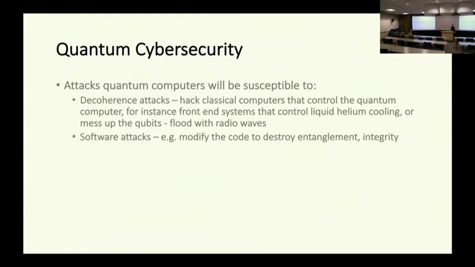Quantum cybersecurity. I work at a cybersecurity organization, so I had to talk about that. Well, quantum computers will be susceptible, obviously, most importantly, to decoherence attacks. You flood the thing with radio waves, or you heat it up, or you do any of these things, and you've killed the computation. So you could have traditional attacks, for example, or you can have software attacks.